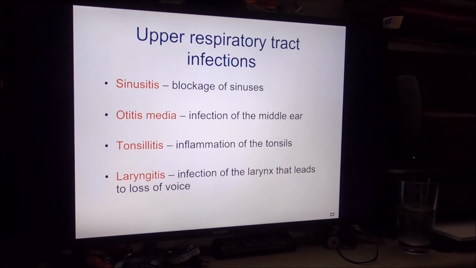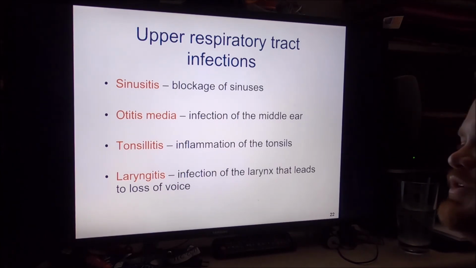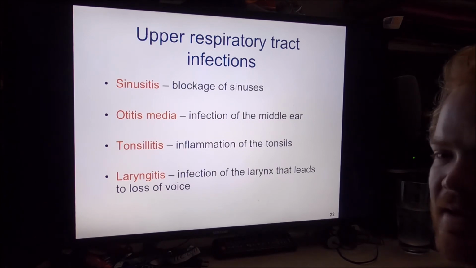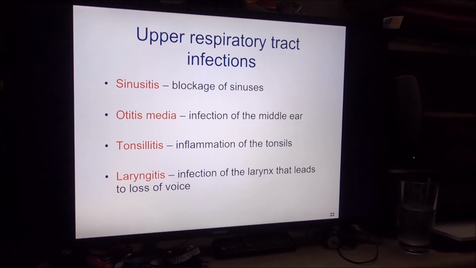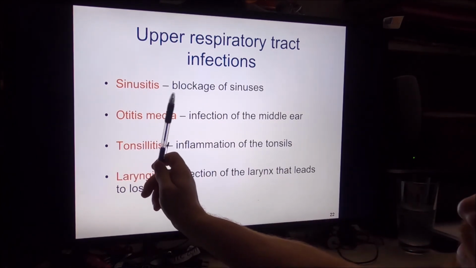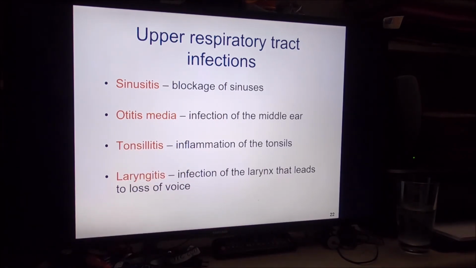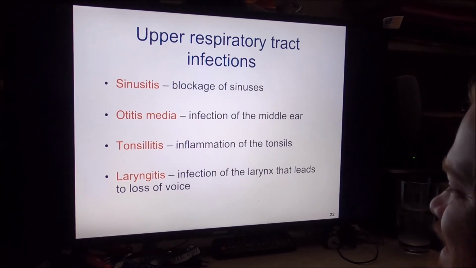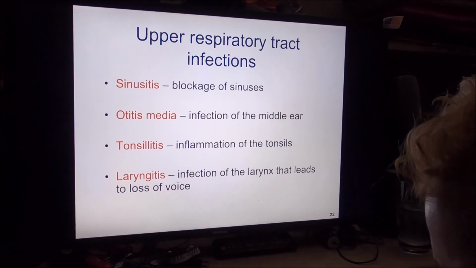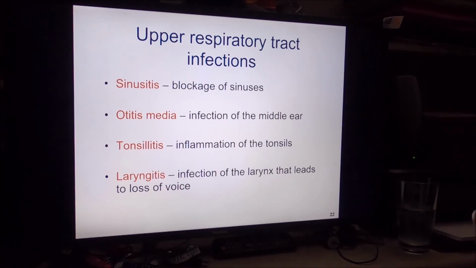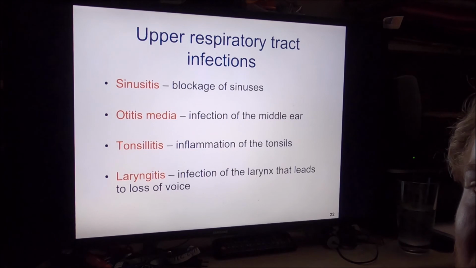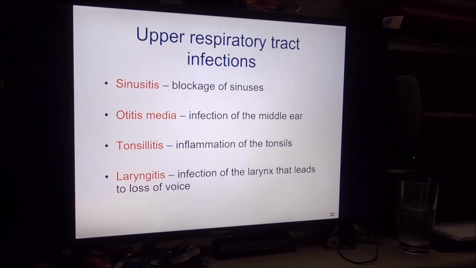And last but not least, let's talk about some disease-based issues. So your upper respiratory tract, you can have a variety of issues here, and I'm not going to go into a whole lot of detail on any of this. Sinusitis, inflammation of the sinuses, can lead to blockages. Good old-fashioned otitis media, a middle ear infection, the bane of young children that cry a lot and drool into their ear canals. Tonsillitis is an inflammation of the tonsils. These can swell up, as we talked about in the lymphatic system. And then last but not least, good old-fashioned laryngitis.